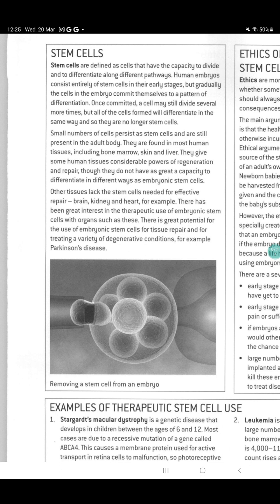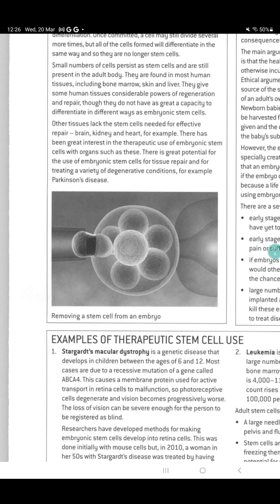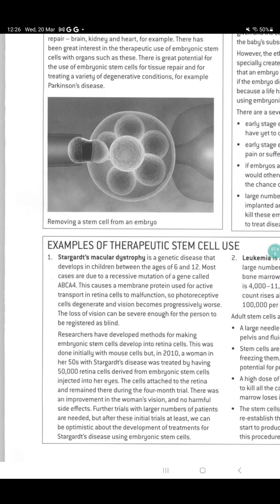There is a great potential for embryonic stem cells for tissue repair, for treating a variety of degenerative conditions like Parkinson disease. So in future we see stem cells as a ray of hope for treatment of various diseases which we are not able to currently treat, because we can provide them the ability to divide into a particular type of cell and perform that particular function. So here you can see the removing of stem cells from an embryo. The image is showing that.